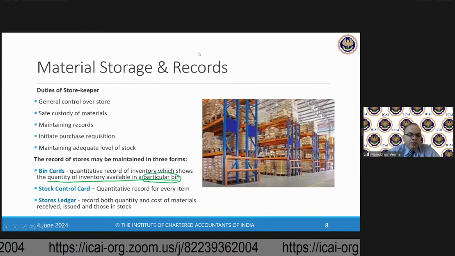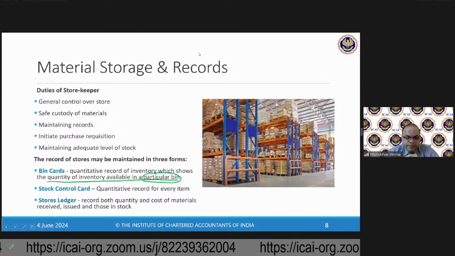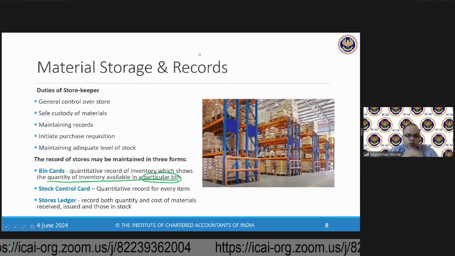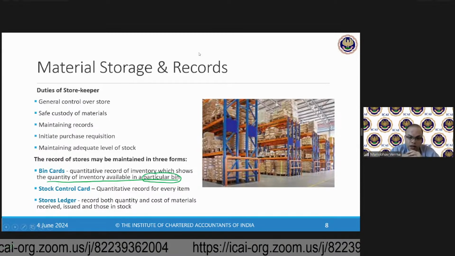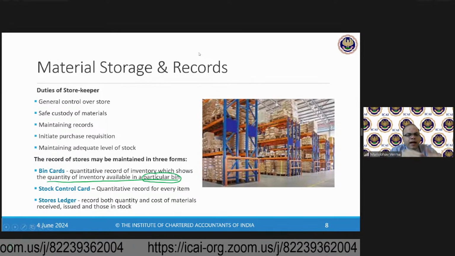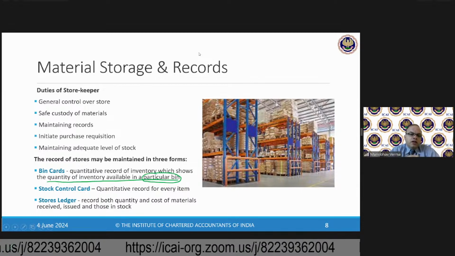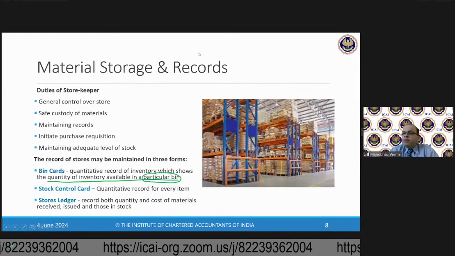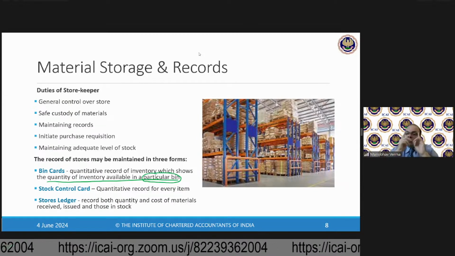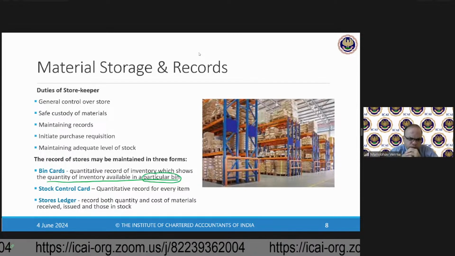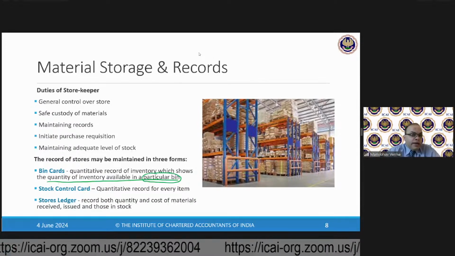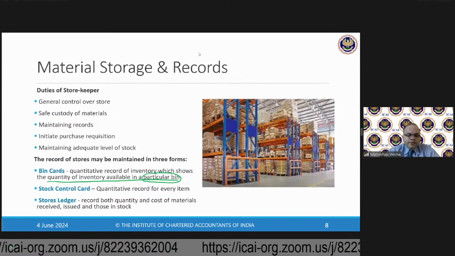So a bin is like a container where you are recording simple things like materials receipt, issue, return, whatever. Whereas a stock control card is a quantitative record for every item of the material. That means if some materials are kept at multiple places, in a couple of bins and on the stacks as well, the stock control card is what we will be talking about as a quantitative record for every item. However, in the bin card and the stock control card, we are only talking about the quantities here.